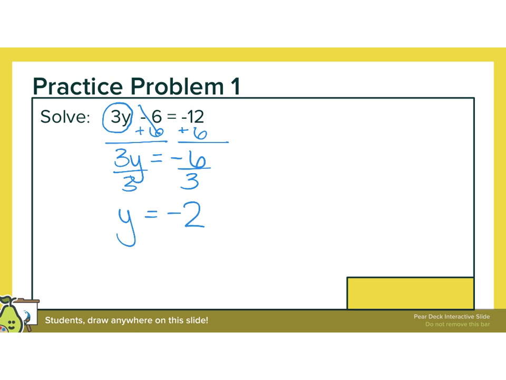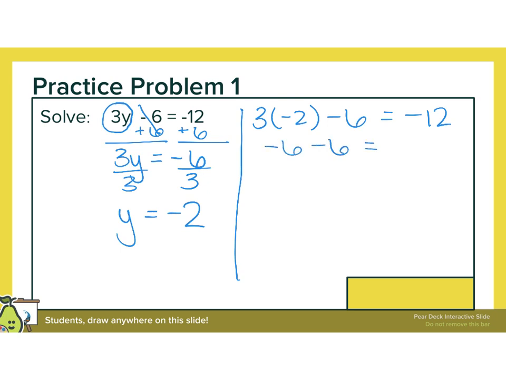To check it, I go back to my original equation. 3 times y, well, I know what y is. It's negative 2. Then I have the minus 6 equals negative 12. Now I just simplify. 3 times negative 2 is negative 6. Bring down the negative 6. Bring down the negative 12.